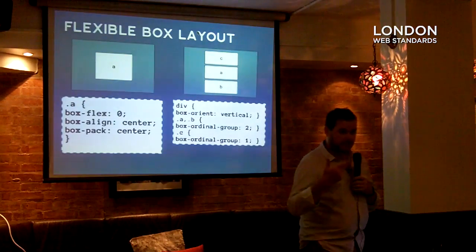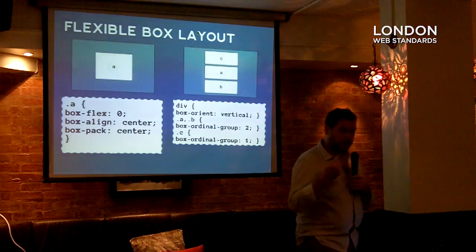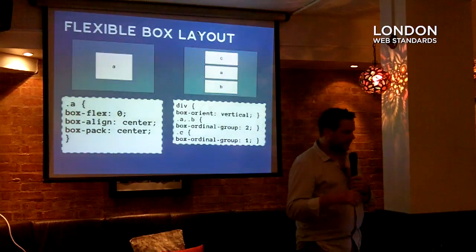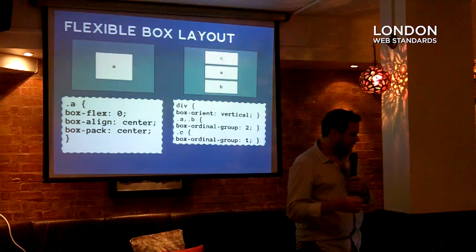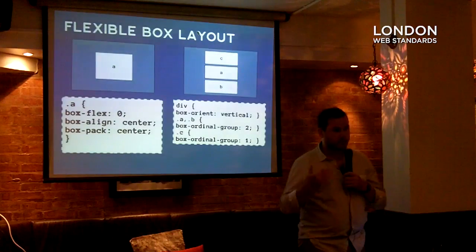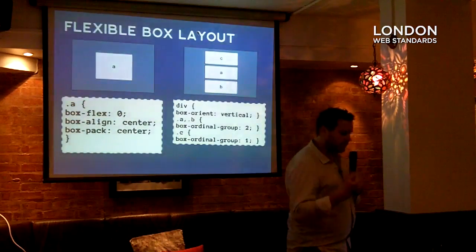You can also line up the child elements vertically and change the order that they appear from the DOM. I'm not going to explain why, because this box ordinal group is a terrible syntax as well. But you can display elements differently to how they appear in the DOM.